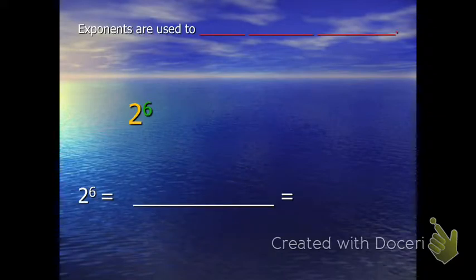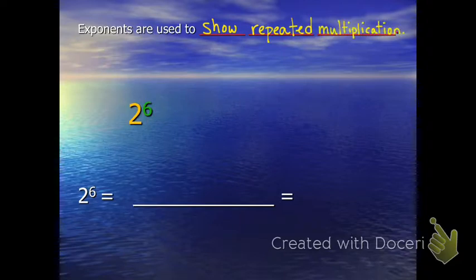So on the first one, we have a statement up top. It says exponents are used to show repeated multiplication. And then we have an example of one. We have a yellow 2, which is big, and then a green 6. The yellow 2 is called the base. The green 6 is called the exponent. And the whole thing combined is called the power.